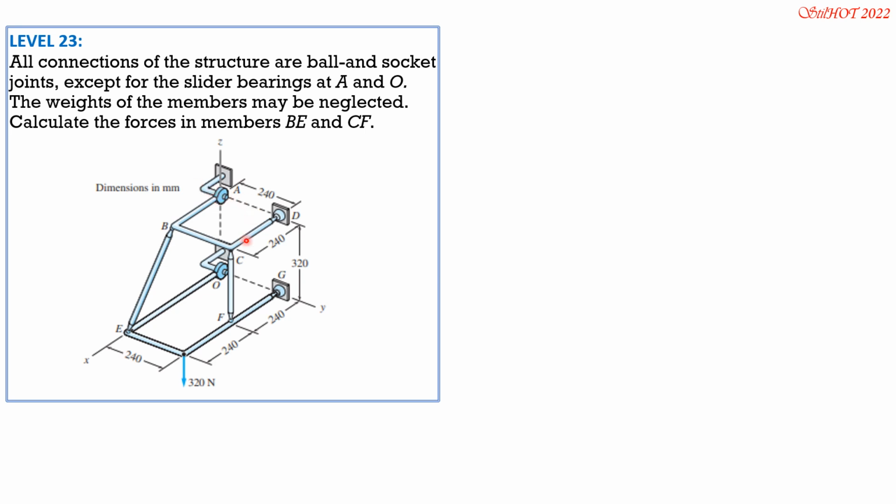components, no reaction component along the axis of the shaft. Then at D, we have three reaction components. So we have the required forces in members BE and CF. We have two-force bodies for BE because these are smooth pins, as well as CF.